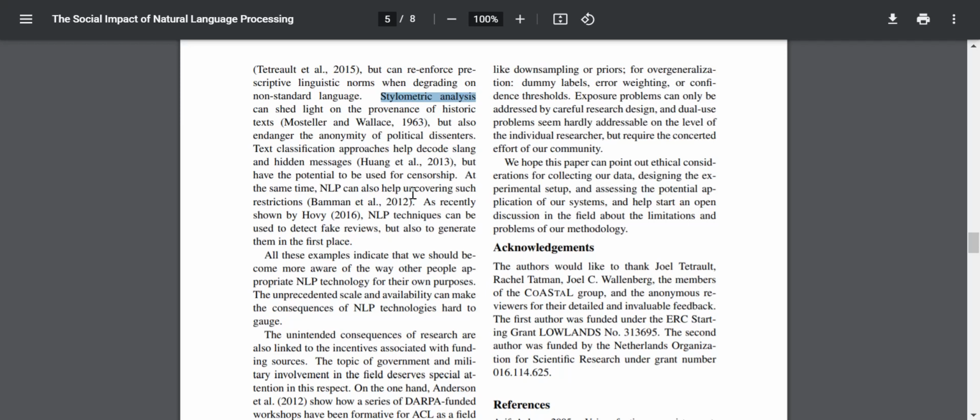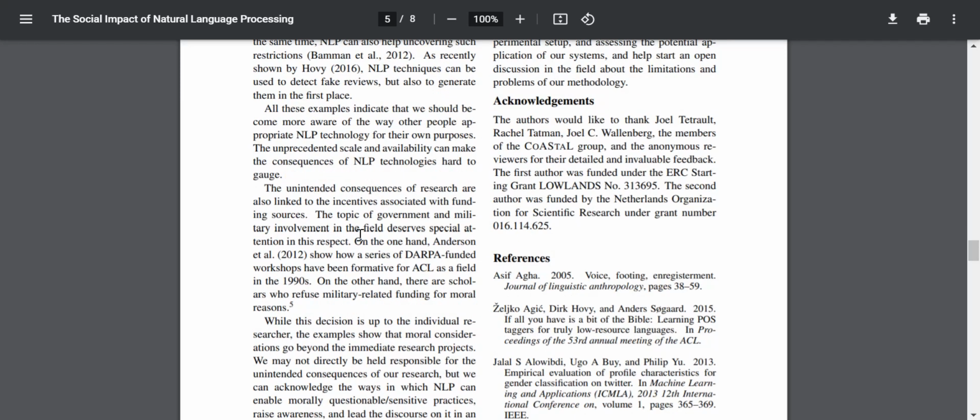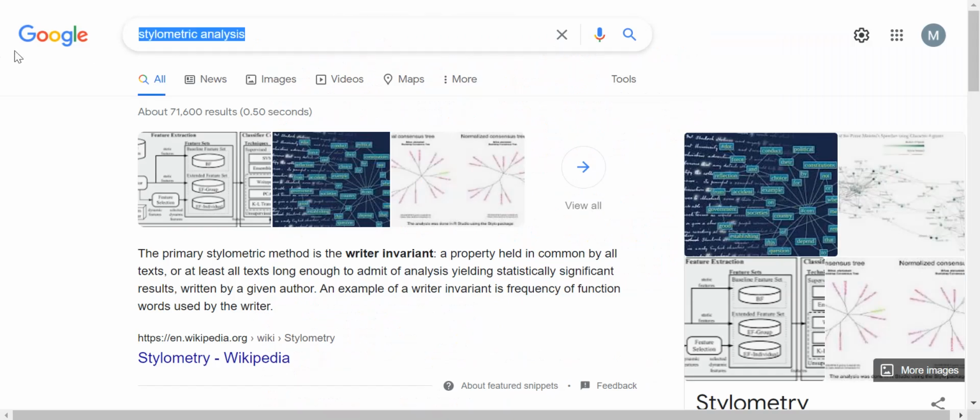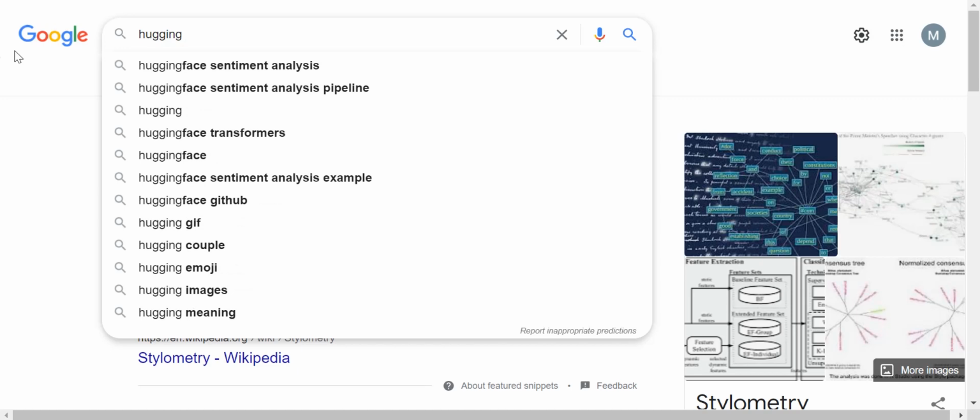As recently shown by Hovey 2016, NLP techniques can be used to detect fake reviews, but also to generate them in the first place. Today, we have models such as GPT which can generate sentences which are as good as real English sentences, and all of them are just made up stories. Let me just show you an example of that, since we have time.